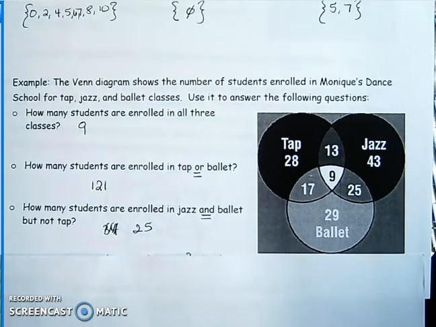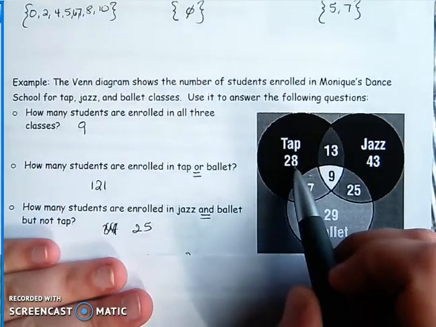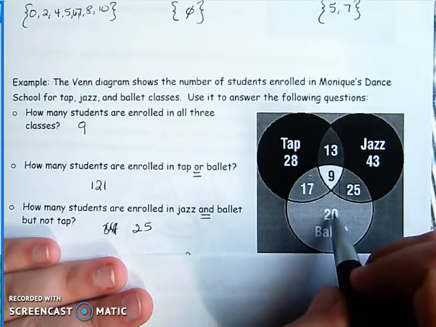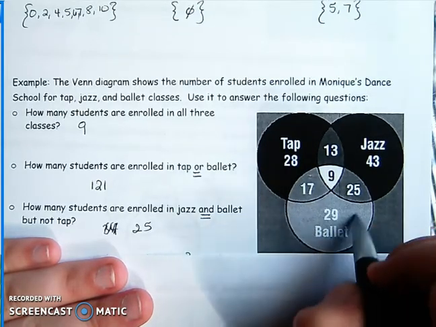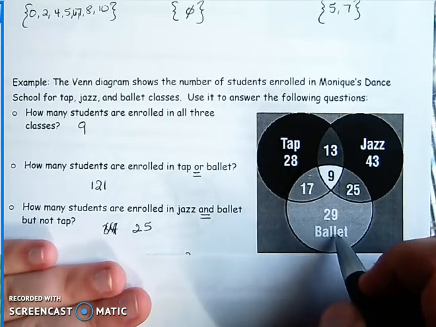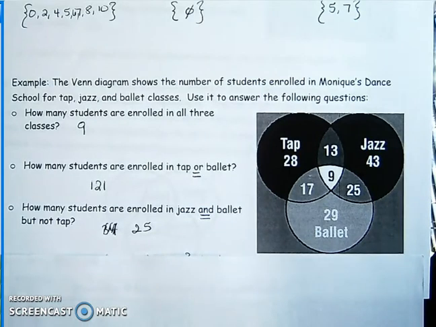Our next question asks how many students are enrolled in tap or ballet. So that is any student that is in the tap bubble or any student that is in the ballet bubble. So that would be 28, 13, 9, 17, 29, and 25. All the ballet, all the tap. And you only use each number once. And that's 121.